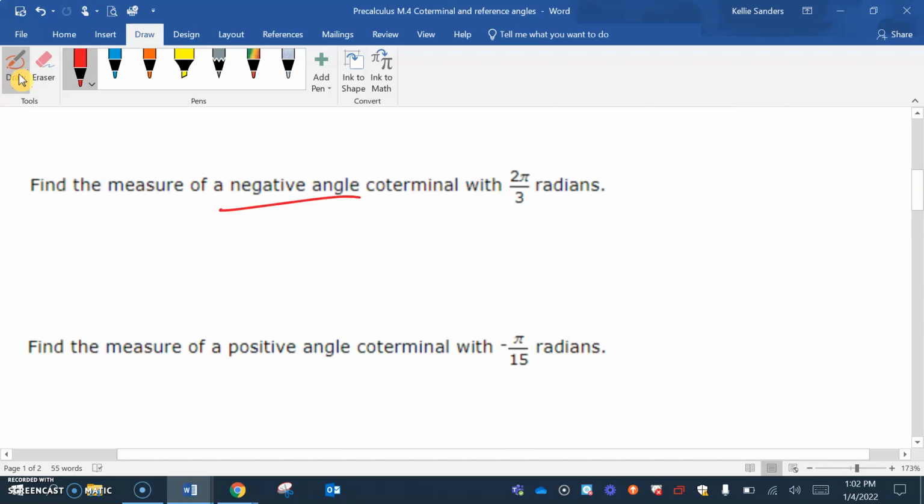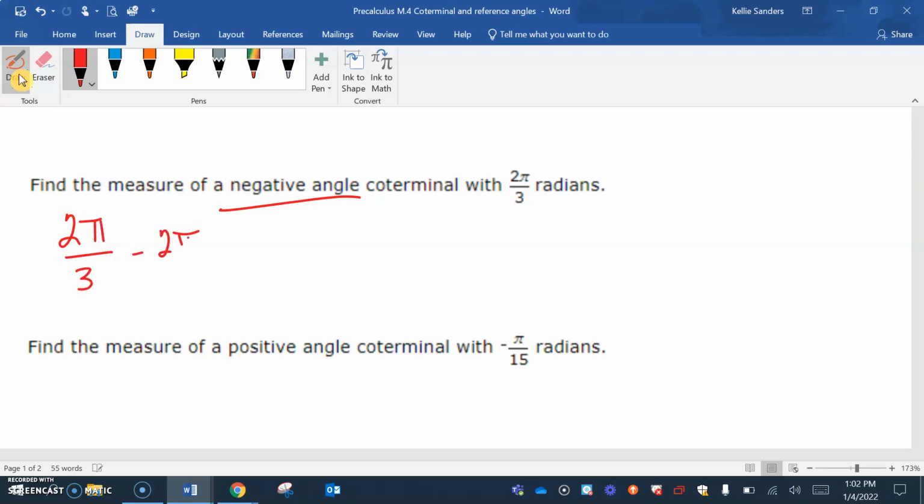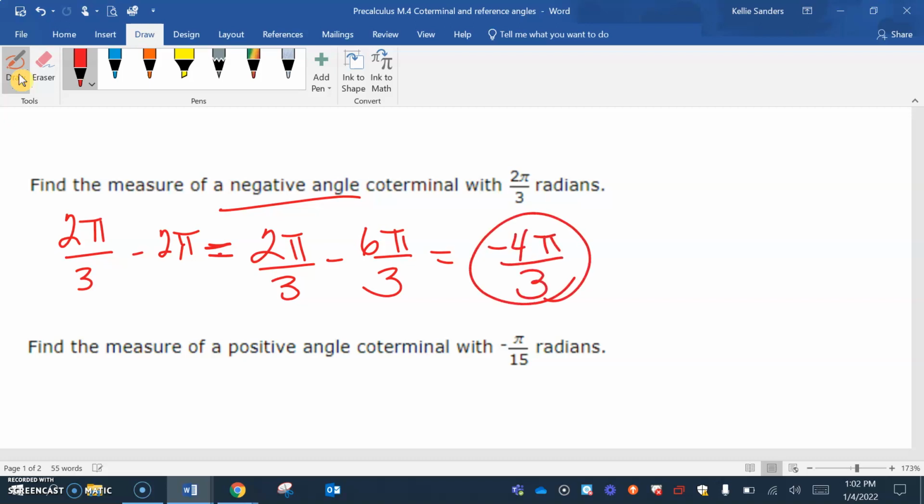Find negative coterminal angle. So 2 pi over 3 minus 2 pi. Or 2 pi over 3 minus, double the 3 and get 6 pi over 3. 2 minus 6 is negative 4 pi over 3.